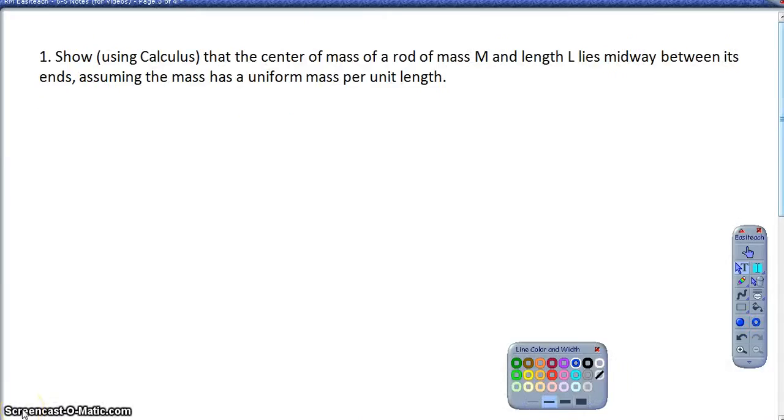Okay, so example number 1 here says, show using calculus, so show using the means we just defined, that the center of mass for a rod of mass m and length L lies midway between its ends, assuming the mass has a uniform mass per unit length. So again, the definition I want us to be thinking here is the definition of the center of mass is 1 over the total mass of the rod, which they defined here as capital M, and then from the parameters from my initial position to my final position, which we'll consider here in just a second, and then times x times dm, or the integral of x dm.